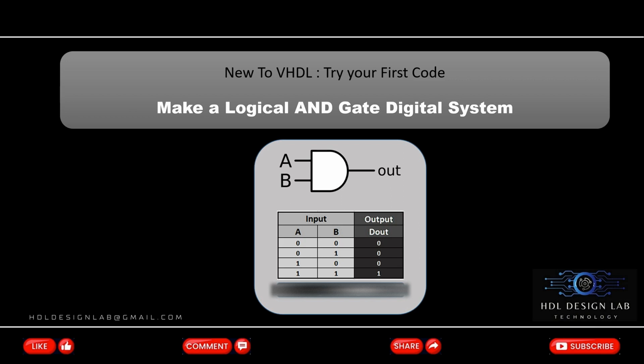Are you new to VHDL coding? I will help you on your first code today. So we are making a simple digital system where you give two inputs, the input A and input B, and it will give you the output after doing the logical AND. So in short, we are making a logical AND gate digital system. I'm assuming you already know what a logical AND is and how it functions. So I'm jumping straight to the coding part.